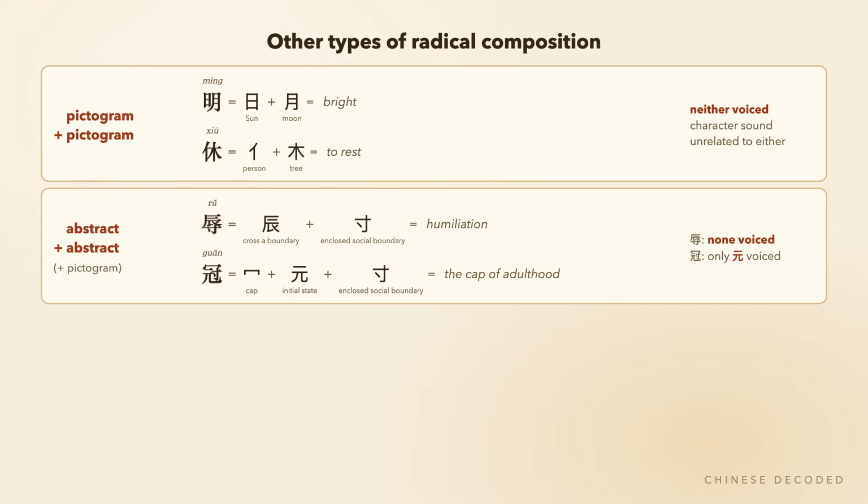And indeed, 关 is the cap that marked the coming of age in ancient China. Here is the important part. In 如, both components are abstract radicals, and neither is voiced. In 关, only yuan is voiced.